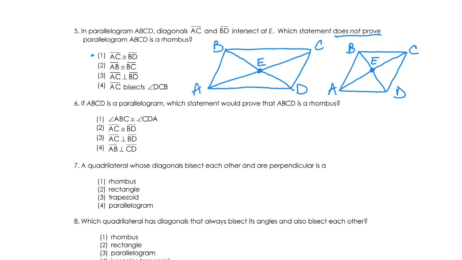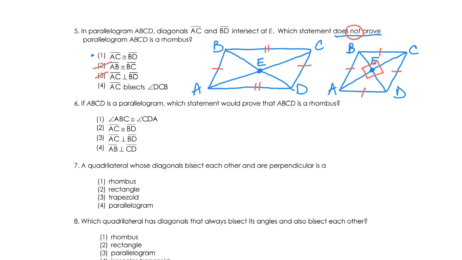In number 2, AB congruent to BC. That does prove it. All right. In a parallelogram, this side's equal to this one, and this one's equal to this one. Right? But in a rhombus, all sides are equal. Okay? So AB being congruent to BC would prove it. And we're looking for does not prove it. Okay? Number 3, AC being perpendicular to BD doesn't happen in a parallelogram, but it does happen in a rhombus. That's how we get those 4 right angles in the middle. So that would prove it.